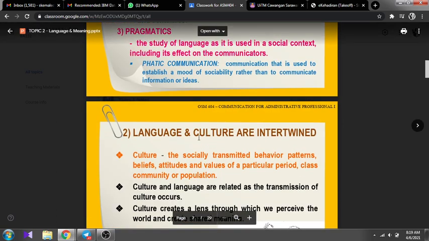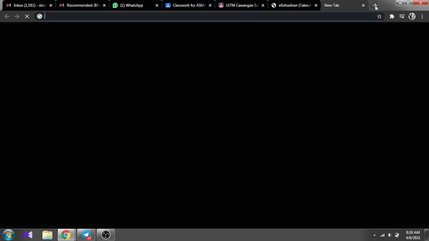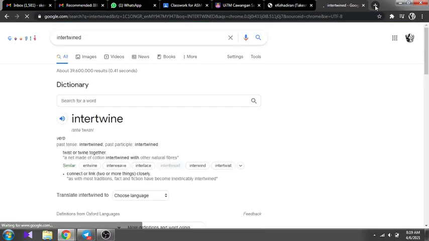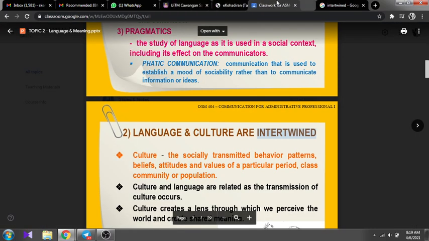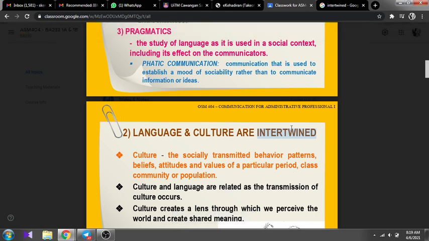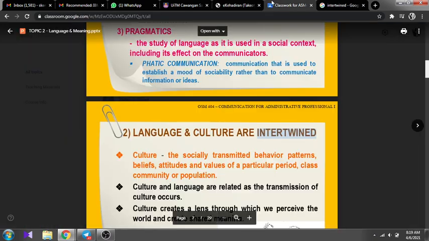The second characteristic is that language and culture are intertwined. Okay, this is a new word for me; the first time I encountered that word. If you don't know the words, like me also, I'm not that good in English. Intertwine is to twist or twine together. When you learn a language, actually you learn their culture. Culture is the socially transmitted behavior patterns, beliefs, attitudes and values of a particular period, class, community or population.